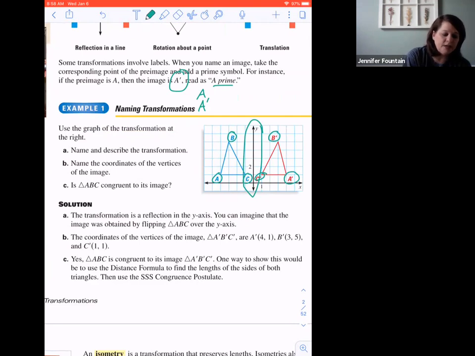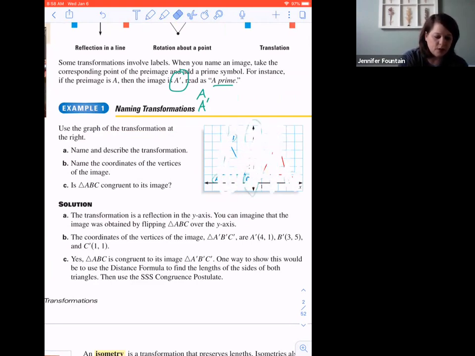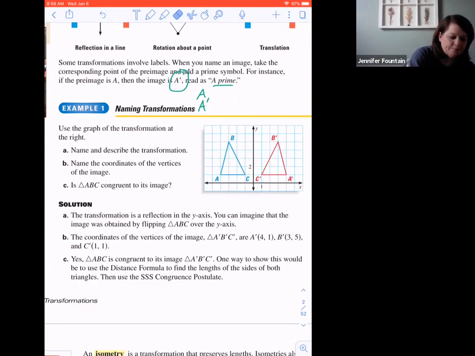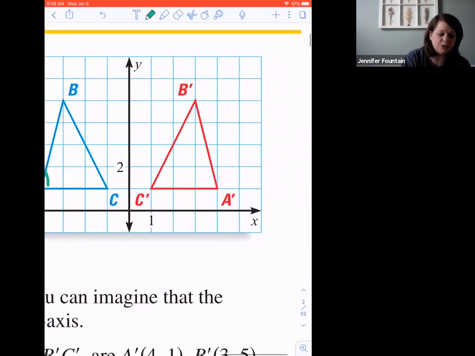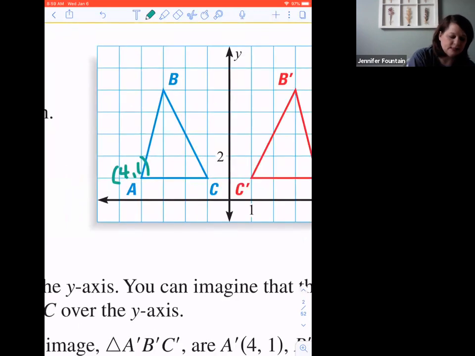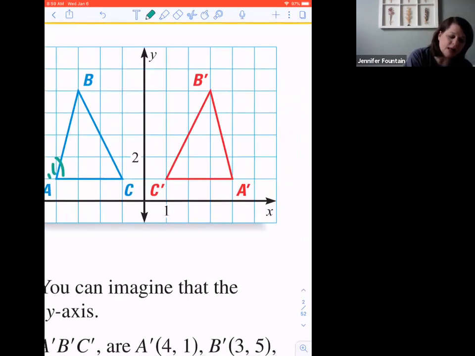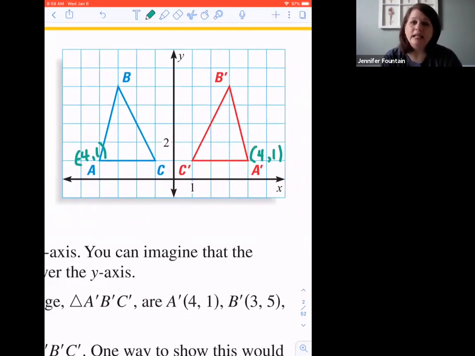So now it says, letter B, name the coordinates of the vertices of the image. Okay, so I'm going to erase where I've marked and look at letter A. Letter A, I started out at 1, 2, 3, 4, 1. This was my original, which was negative 4, 1. But now when I look at my reflection, over here I'm at 1, 2, 3, 4, 1. So notice where I started at negative 4, 1, when it reflected over that line, my X value became positive and my Y value stayed the same.